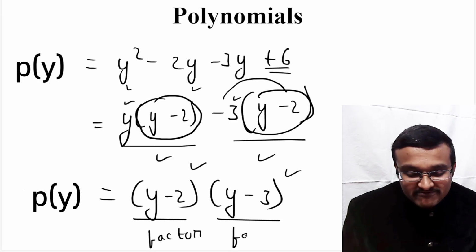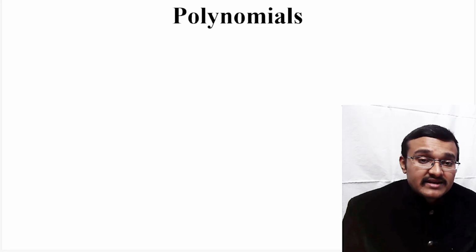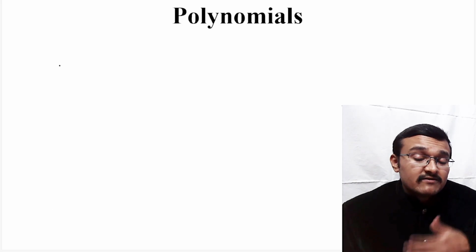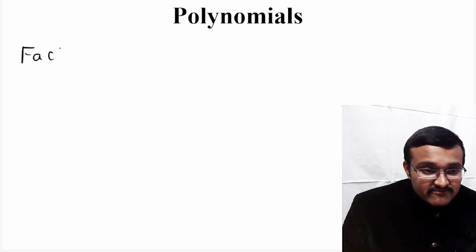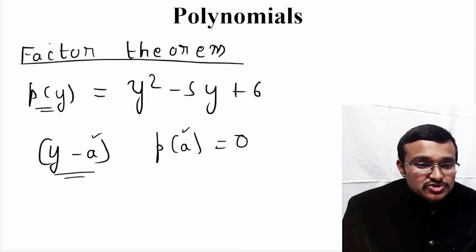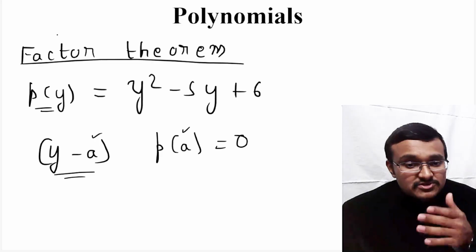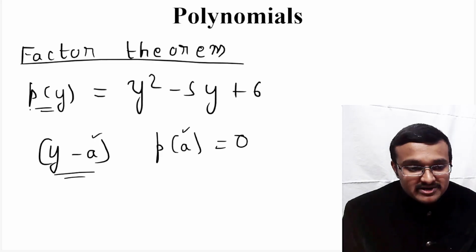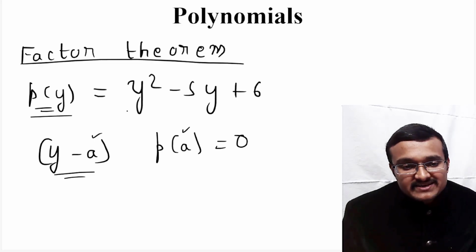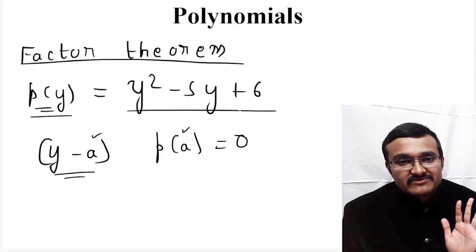So here y minus 2 is one factor, y minus 3 is another factor. Now we will try to use the factor theorem to calculate the factors of the given polynomial in example 9. That is p of y is equal to y square minus 5y plus 6. So this is the polynomial which we have.